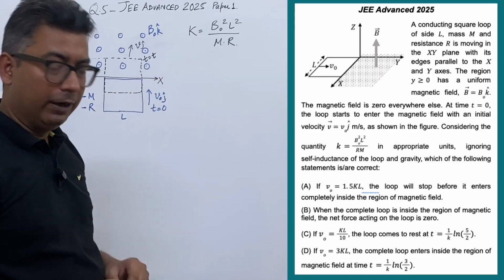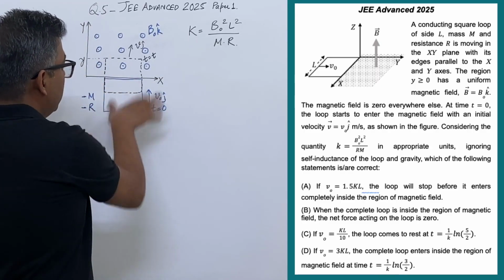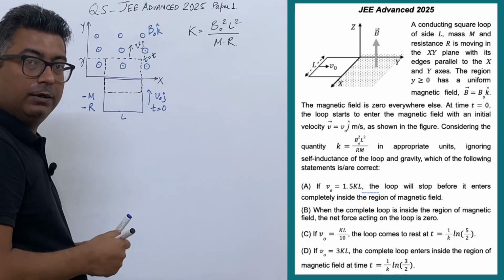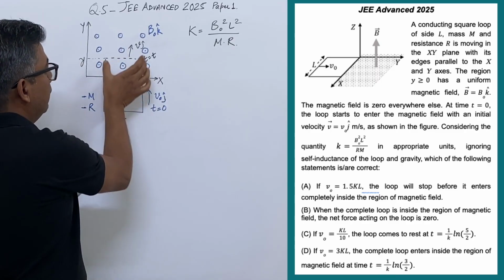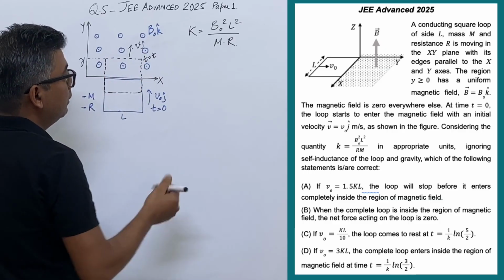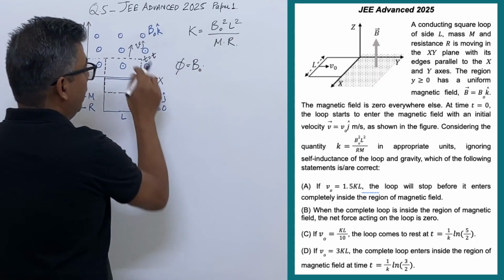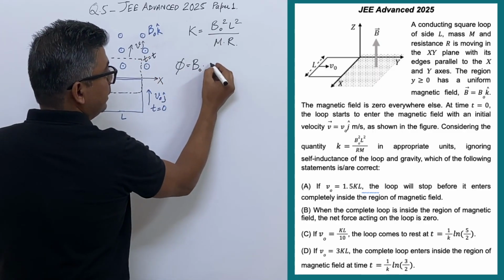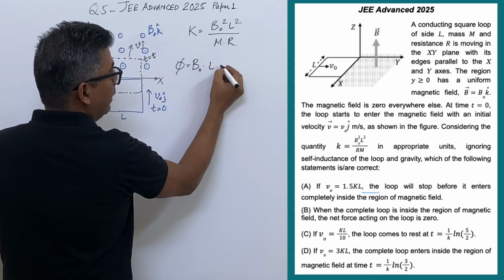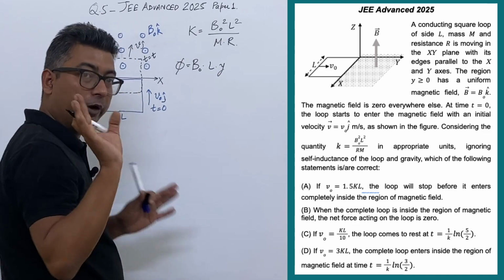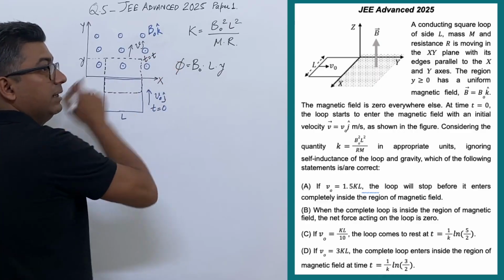So first and foremost, what is the change of flux that happens when it enters a magnetic field? Let's calculate this with a simple area. The change in flux delta phi is B naught times the change in area. The change in area can be written as L into y, because y is the distance that it has moved at any point of time, and that time is t.